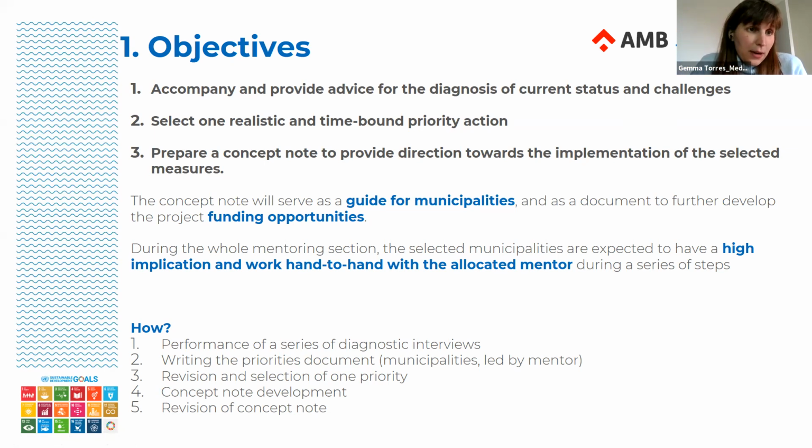And to see the status of the municipality, what could be done to accomplish the objectives of the municipalities in terms of energy efficiency. And then together with the expert, you will select one realistic priority action. And then you will prepare a concept note to see in which direction the municipality can go for the implementation of the selected measures. So the idea is that this concept note can serve as a guide for the municipalities and also as a document to further develop the project through different funding opportunities, and maybe it can become a call for an application for funding and so on.